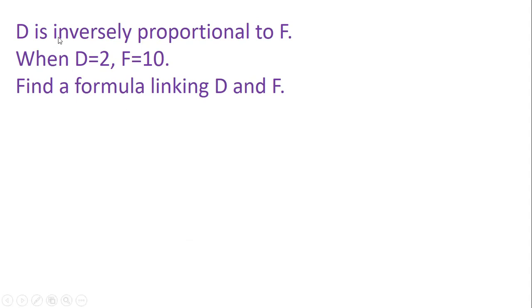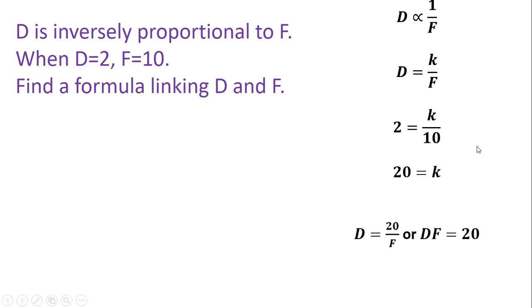So again, because we have the word inversely in the question, we know we need a 1 over in our proportionality statement. That leads us to having k over f in our equation. Put the two values in, the 2 and the 10. We're going to multiply both sides by 10 to find k as 20. And as soon as you've got k as 20, we're popping it back into the formula. And therefore we have d equals 20 over f. We can write that as df equals 20. And you could also have it as f equals 20 over d.